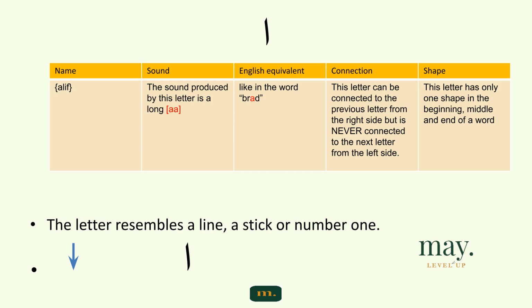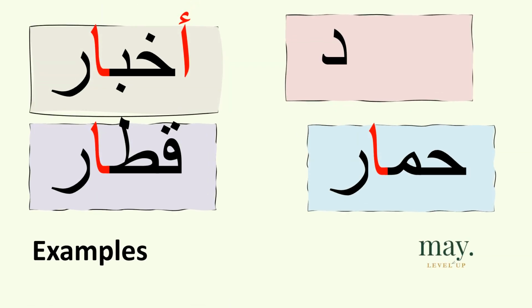The letter alif has the same shape at the beginning, middle, and end of a word. It never joins to the left side, and it resembles a line, a stick, or number 1. Here are some examples showing how the letter is used within words.